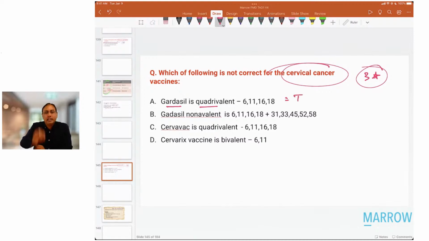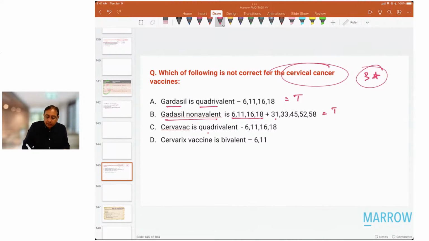Yes, I think this is a very repeated MCQ. Gardasil is quadrivalent. There is a Gardasil nonavalent vaccine. That is 9 valents, 9 strains are there: 6, 11, 16, 18, that is the regular strains, plus 31, 33, 45, 52, 58. This is also true. That is the 9 valent.